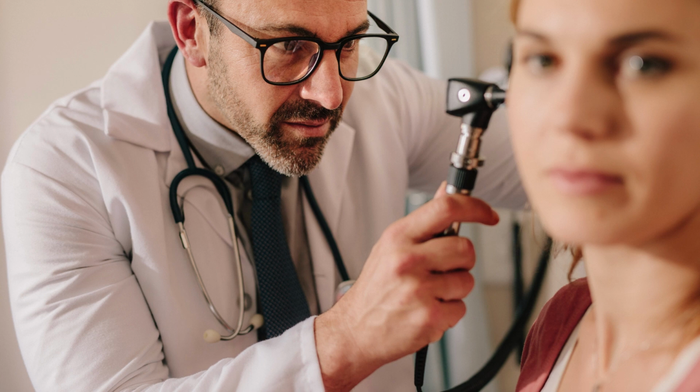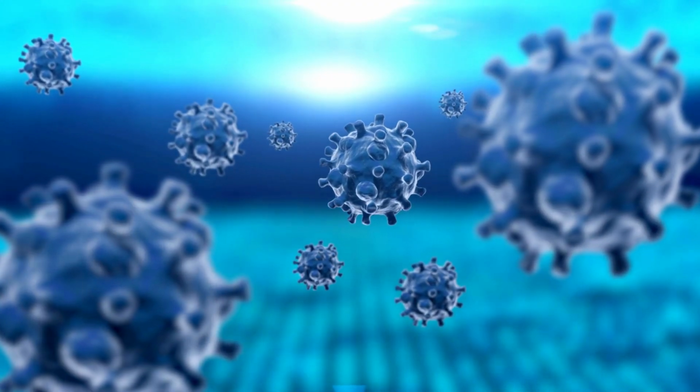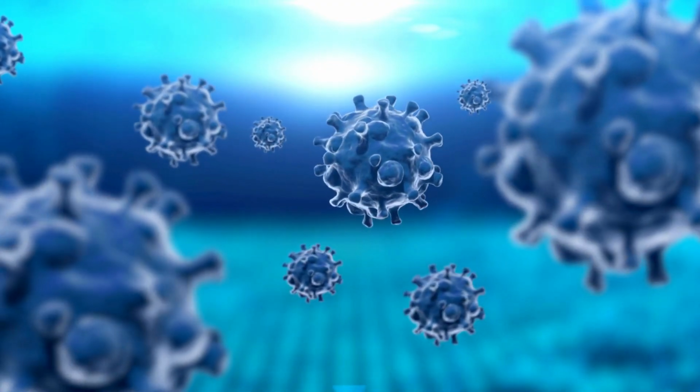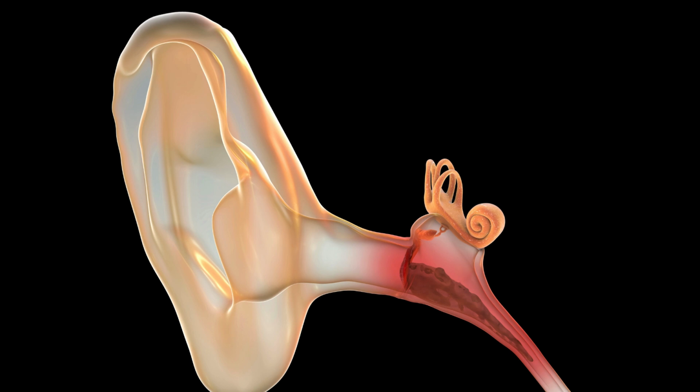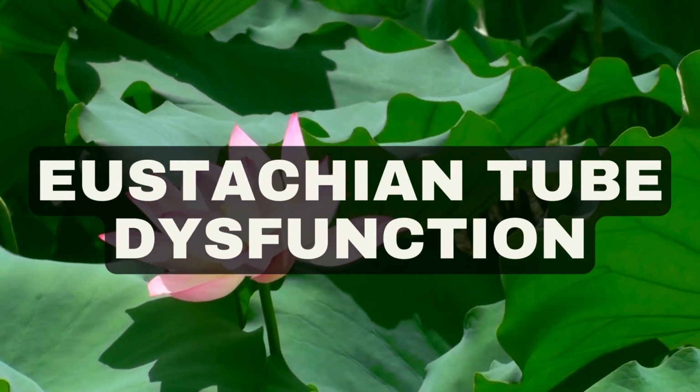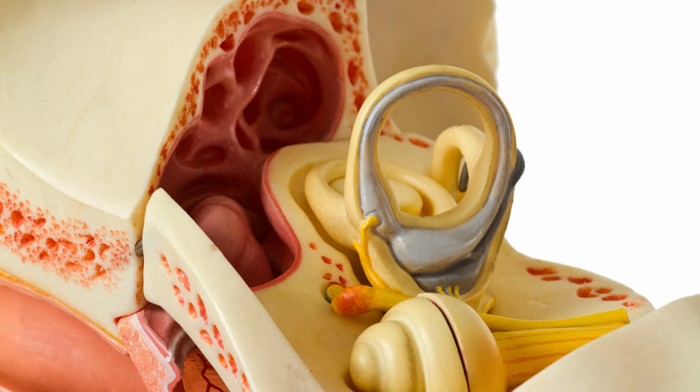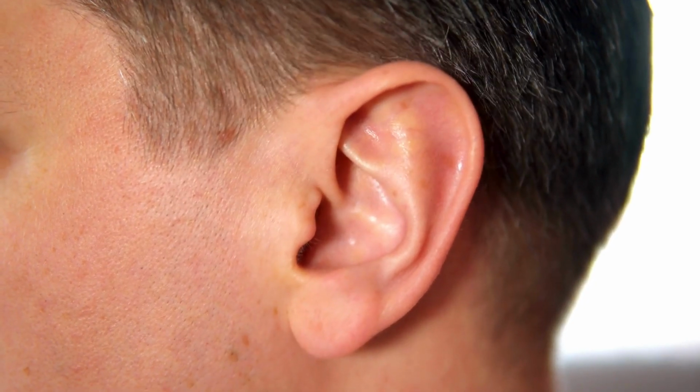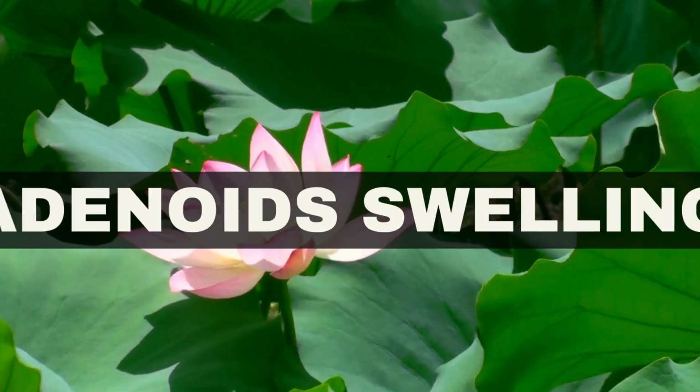The most common cause of otitis media is an infection, often bacterial or viral, that spreads from the upper respiratory tract to the middle ear. Eustachian tube dysfunction: problems with the Eustachian tube, which helps regulate ear pressure, can lead to fluid buildup in the middle ear, increasing the risk of infection.